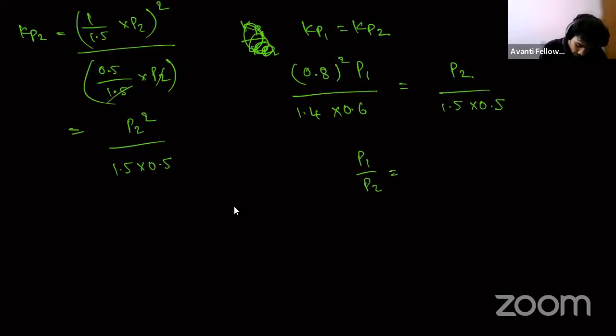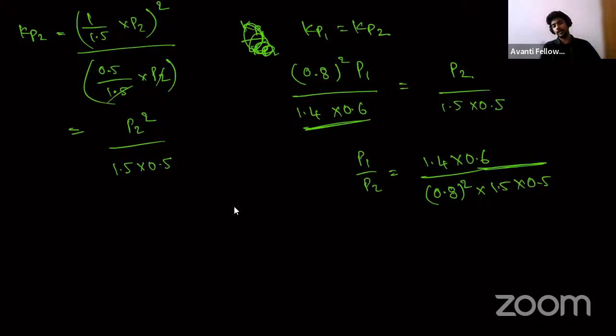Now P1 by P2, if you want, it is 1.4 into 0.6 by 0.8 square into 1.5 into 0.5. If you calculate this value, you'll get the ratio of P1 by P2. Now, this will be around 7 by 4. Are you clear with this answer? If you have any doubts, try to mention in the chat.